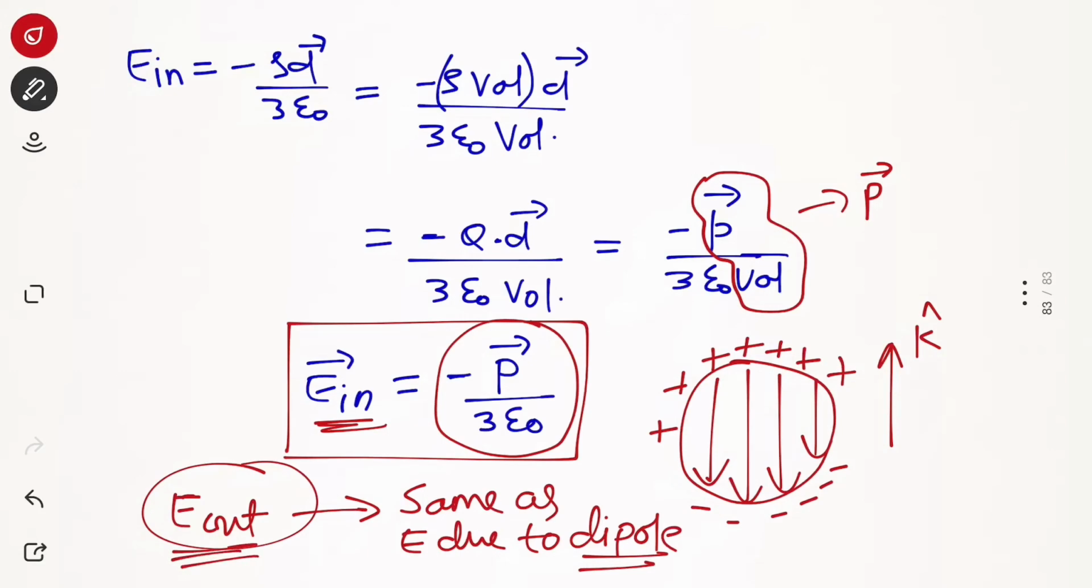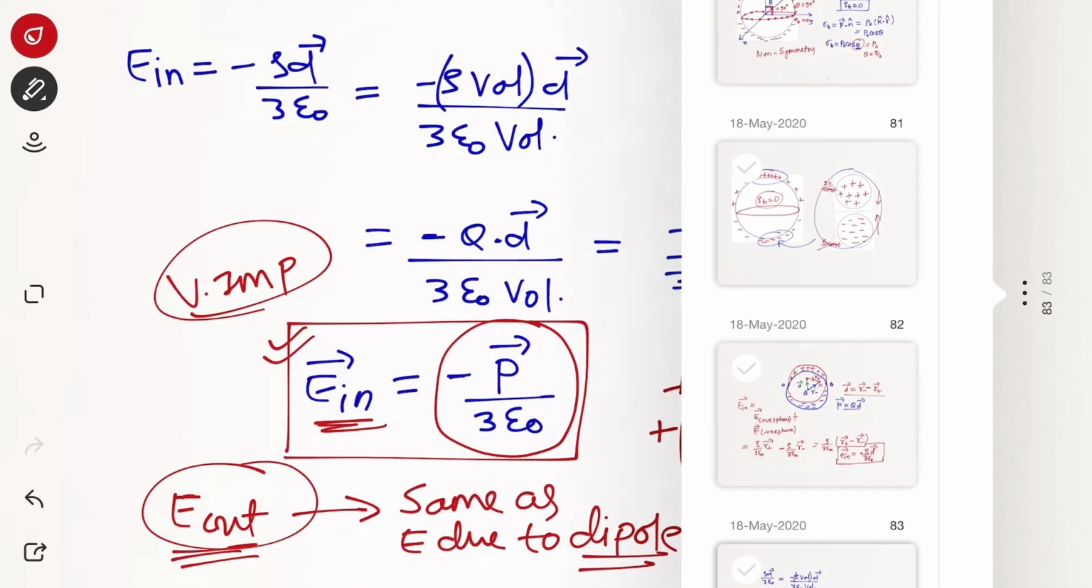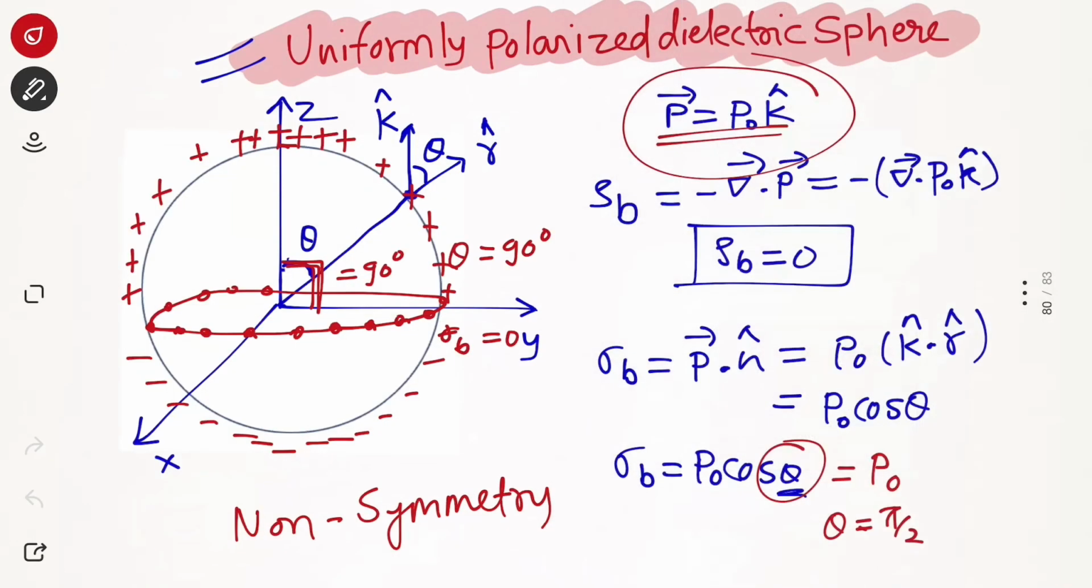In most questions, you will only be asked to calculate the inside electric field. So this is a very important result, you must remember. And in 2019 I guess, or 2018, it was asked in JEST or TIFR also. So you must remember this result, which we have calculated for a uniformly polarized dielectric sphere.